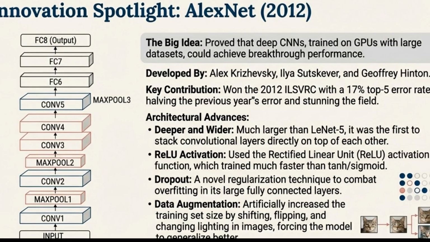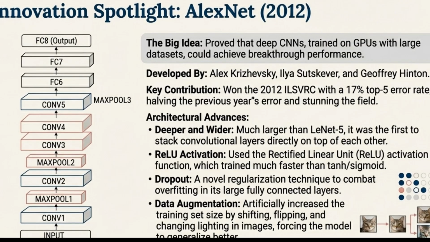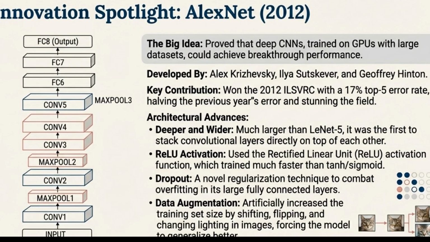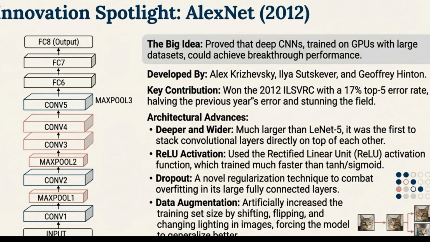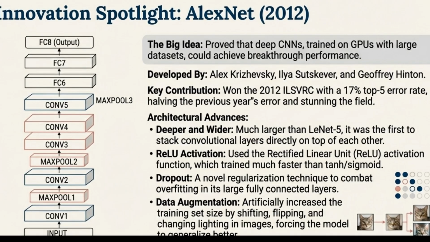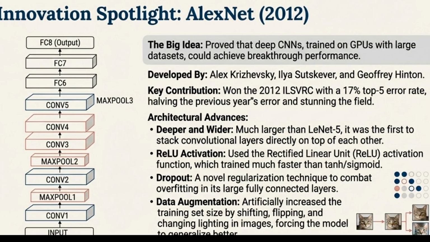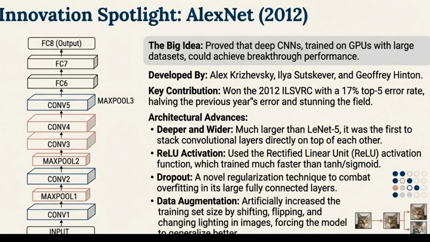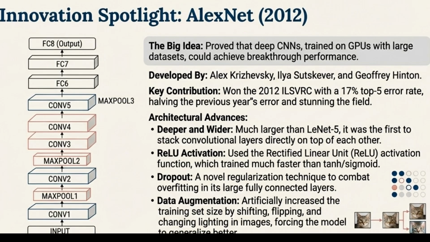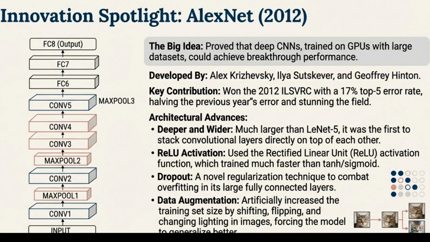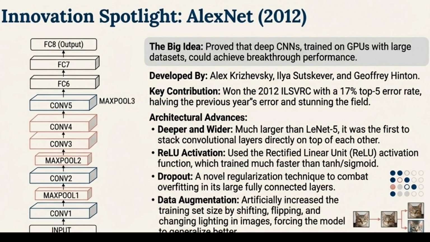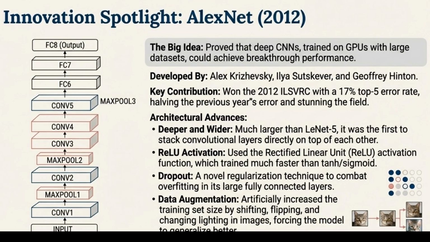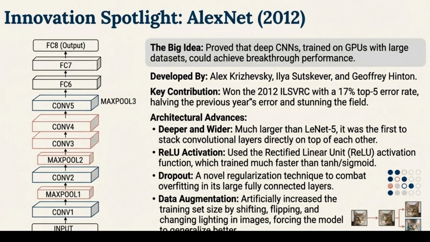AlexNet introduced several key architectural advances. First, it was significantly deeper and wider than LeNet 5. Crucially, it was the first to successfully stack multiple convolutional layers directly on top of each other, building complex feature hierarchies. Second, and perhaps its most enduring legacy, was the use of the ReLU activation function, the rectified linear unit, which solved the vanishing gradient problem inherent in tanh and sigmoid functions, enabling the network to train much faster.